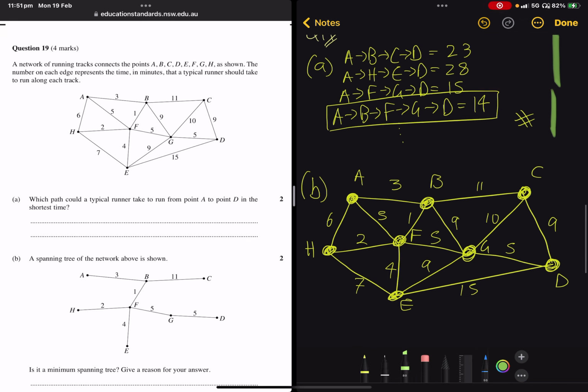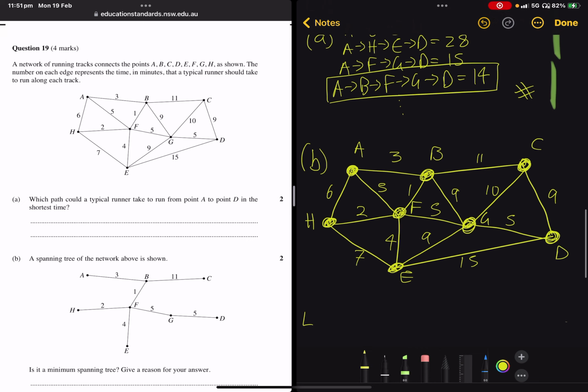Now part B, we're told a spanning tree for the network above is shown. Is it a minimum spanning tree? Okay, so we're going to find the length of the minimum spanning tree in the diagram. The length in the diagram is 3 plus 11 plus 1, that is 15, plus 2 plus 4, that's 21, plus 5 plus 5, that's 31.